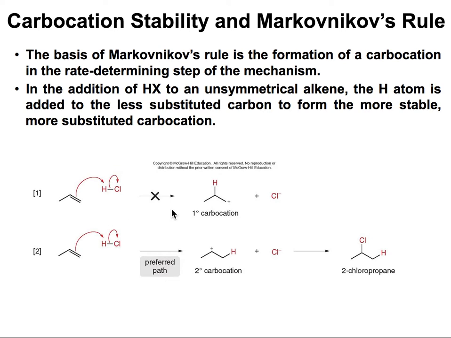So let's look at it in detail. Here we have the same alkene, the two possibilities, right? This one will give us the primary carbocation, and this one will give us the secondary carbocation. So the H will always add to the less substituted carbon, in this case the one right here on the edge, because that will give us the most stable carbocation, and now the Cl can come back and attack there and give us this product. We will say that it's the Markovnikov product.